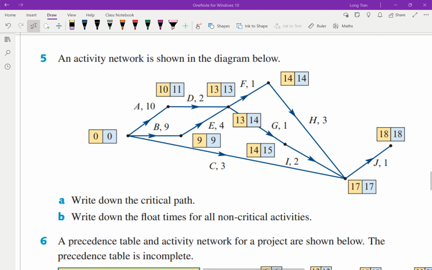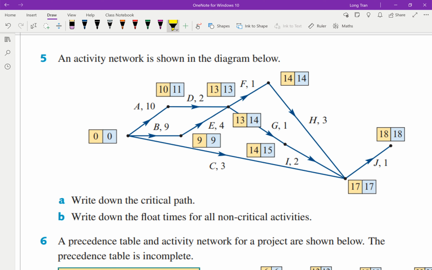Hey, Year 12s, we're going to do question 5 here. An activity network is shown below and write down the critical path. So very similar to what we've been doing. Critical path, we know that this is based on the activities that have zero float time, essentially.